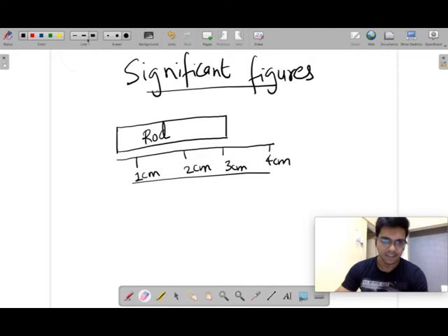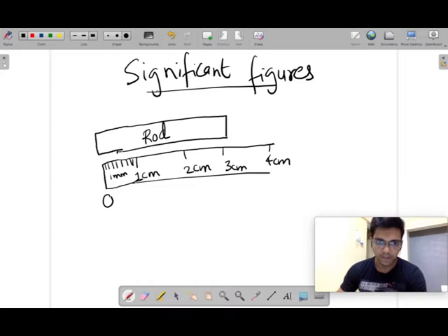Well, I should improve on my drawing skills. But anyway, each centimeter is divided into 10 divisions, and we call each of them a millimeter. Now, when you're given a scale like this, you will take the scale and match the zero of the scale with one end of the rod. I'll just redraw the rod so that you understand. You will match the zero of the scale with one end of the rod, and you will see where the other end of the rod lies.